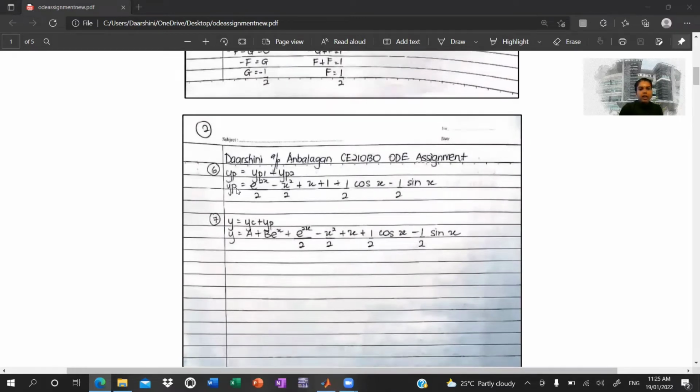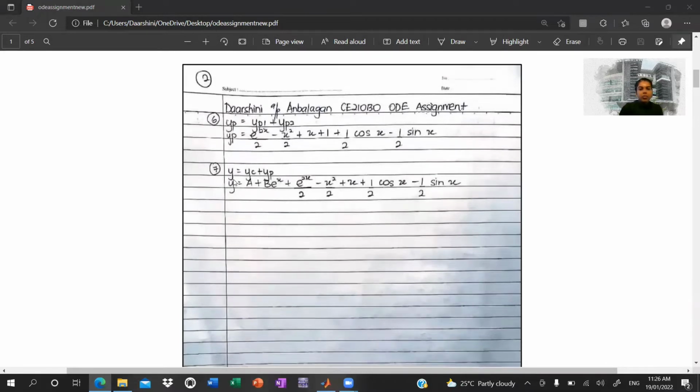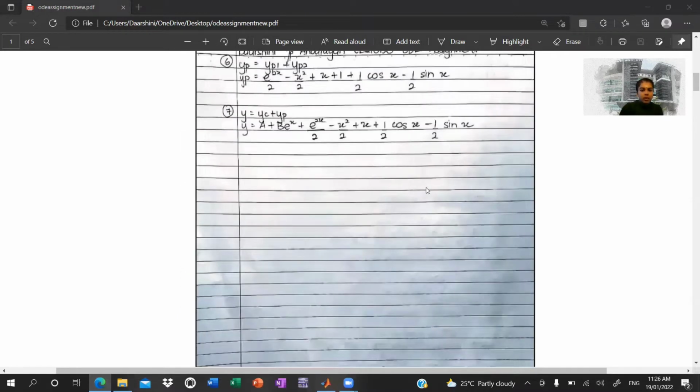Then I summed all of the yp. My final yp equals e to the 2x over 2 minus x squared over 2 plus x plus 1 over 2 cos x minus 1 over 2 sine x. My final output is y equals yc plus yp, so y equals a plus b e to the x plus e to the 2x over 2 minus x squared over 2 plus x plus 1 over 2 cos x minus 1 over 2 sine x.